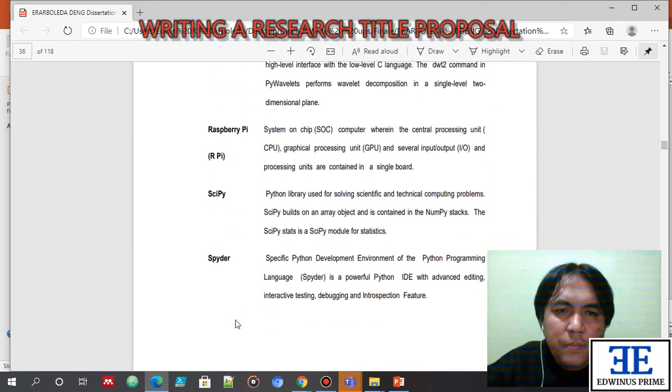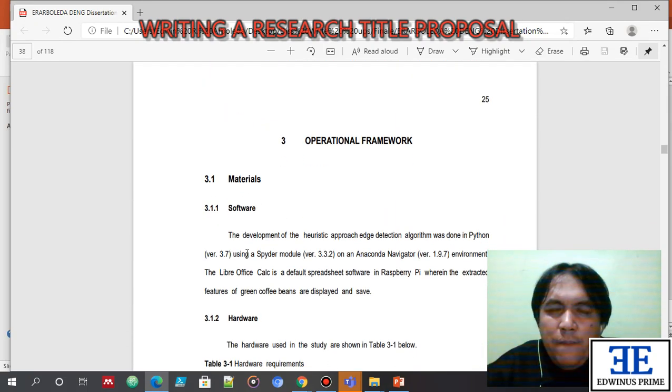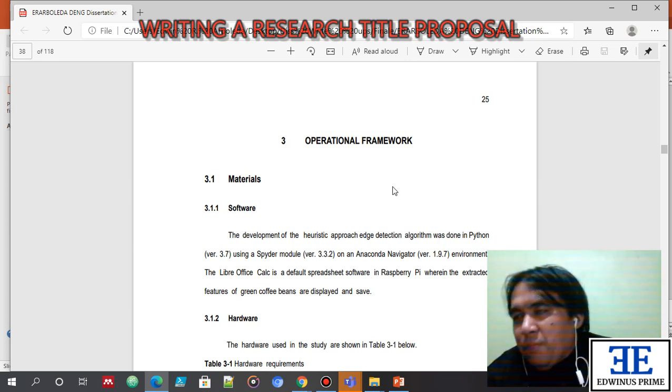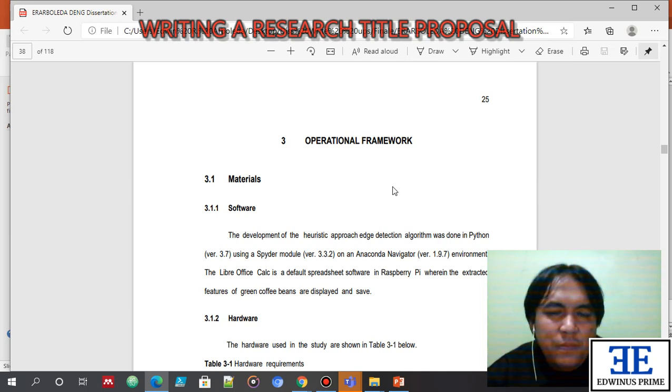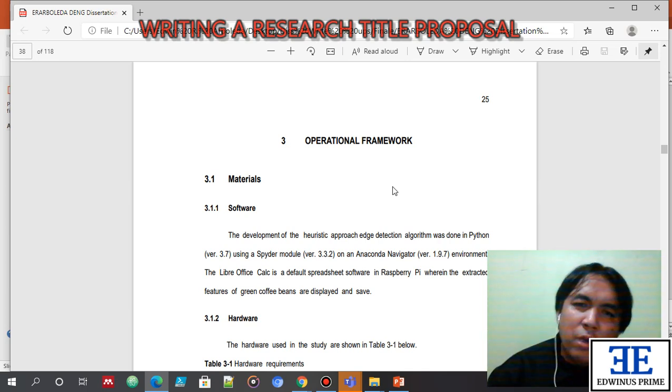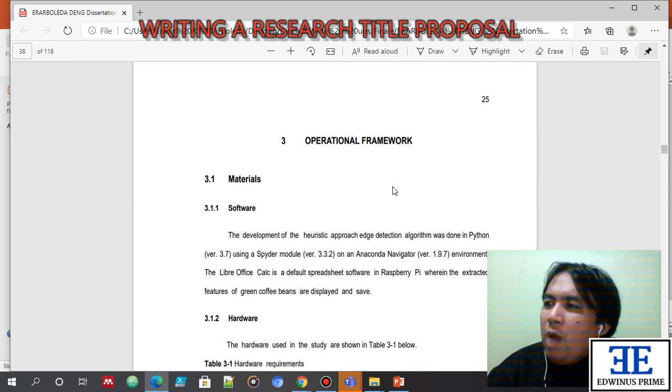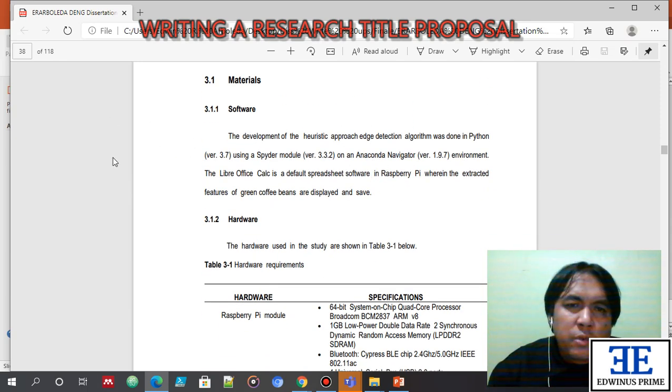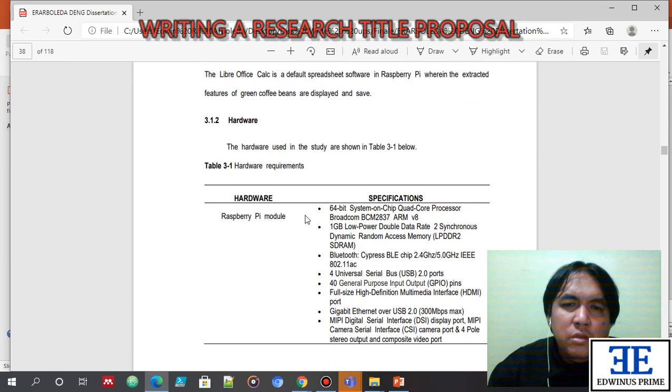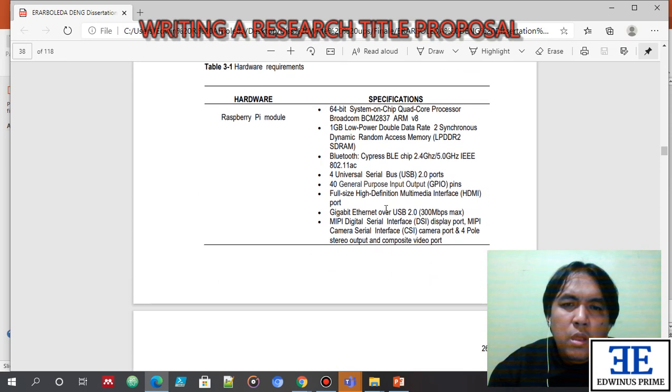In other schools, the methodology is called the operational framework. One is the theoretical framework, the RRL or chapter 2, and then chapter 3 is the operational framework, or how will you conduct your research? So materials. What are the software that you will use, if you will use any? What are the hardware that you will use? What are the specifications? You can include that.